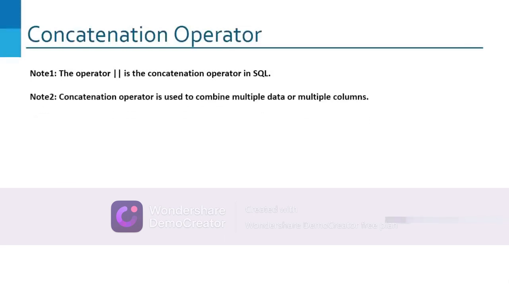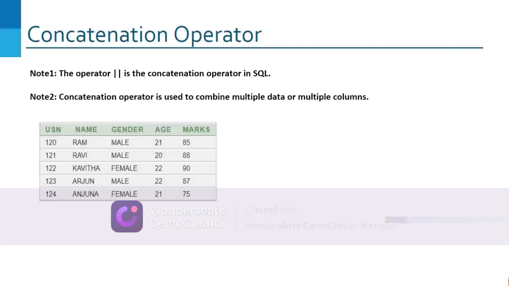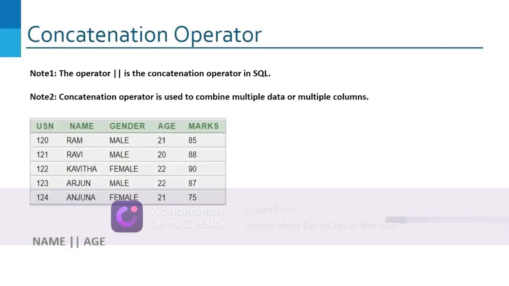Next one is the concatenation operator. And concatenation, if you remember, in any programming language, is nothing but joining of two things, right? So the double pipe operator is used for concatenation and is used to combine multiple data or multiple columns. So if I have this table and I want to use name pipe pipe age, that means these two columns will be combined together.